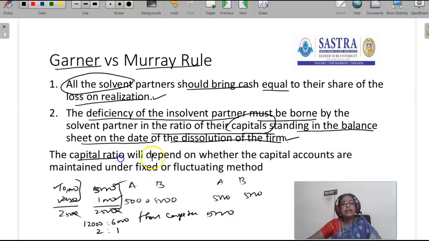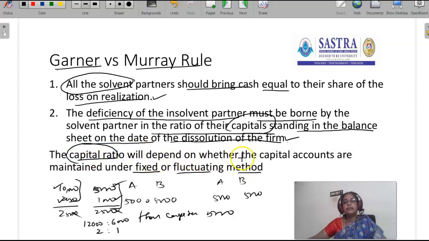Then the capital ratio will depend on whether the capital accounts are maintained under the fixed or fluctuating method. There are two methods we have already seen in the fundamental concepts: fixed capital method and fluctuating capital method. Which method are they following? We have to see which type of capital method that firm is following. According to that, the capital ratio will change.